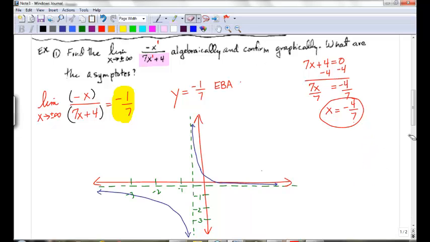So as x goes to positive infinity, this graph should be getting closer and closer to our asymptote, which is -1/7. Same thing, as x goes out to negative infinity, our y value should get closer and closer to that asymptote, -1/7. Any questions on number 1?